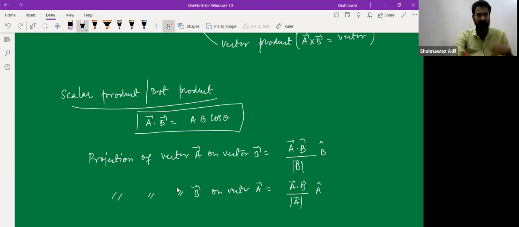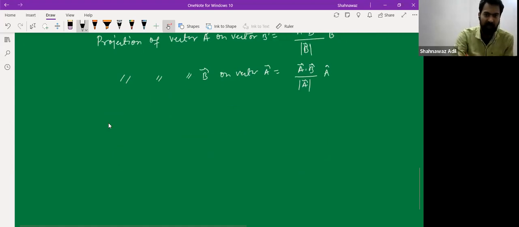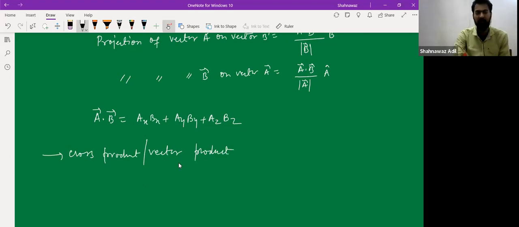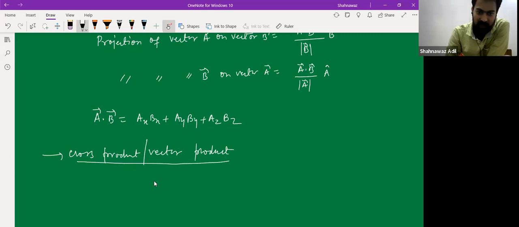Right. So this much you guys already know. And if you have two vectors in the universal unit vector form, so the product would be what? Ax bx plus ay by plus az bz. Right, and then you have this cross product or the vector product. I'm just quickly going through the recap of what you learned in your vector classes, right? So vector product is defined like how?